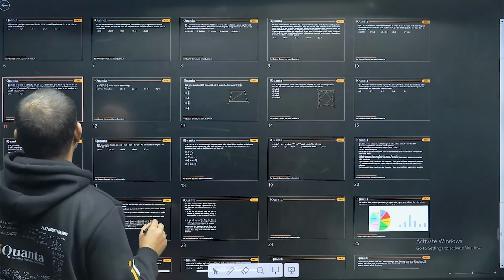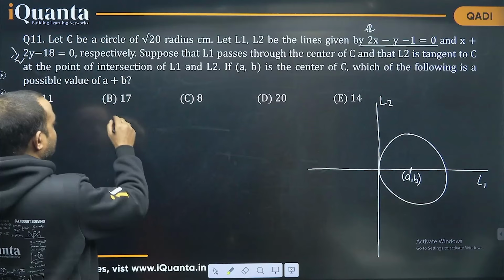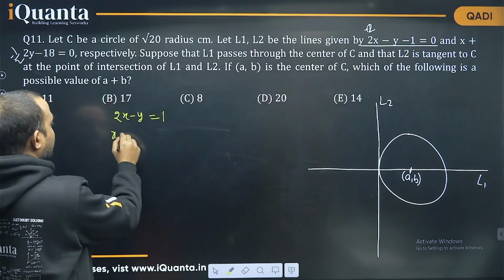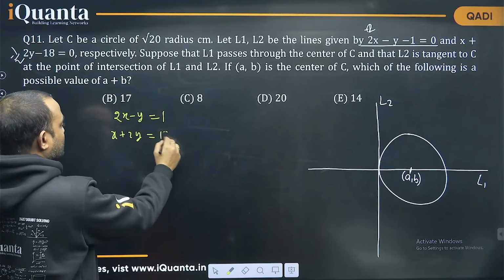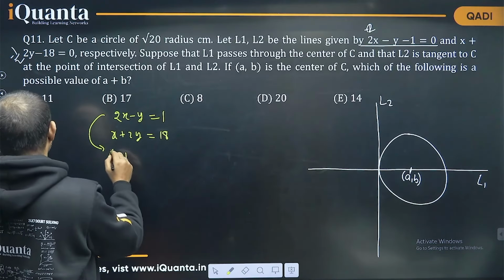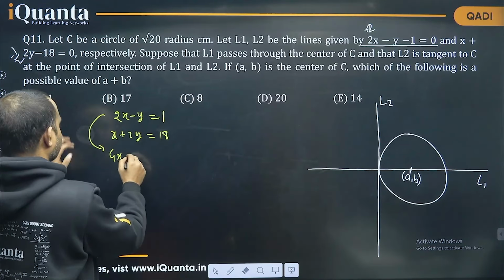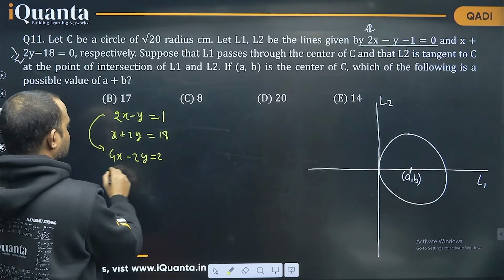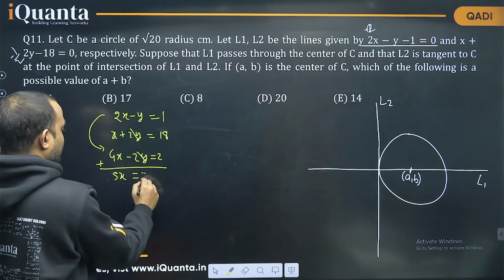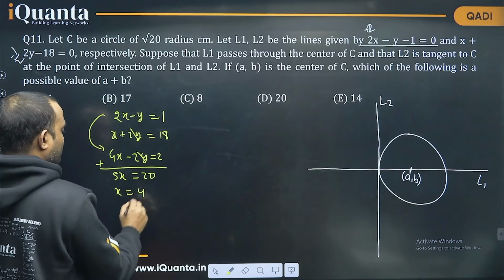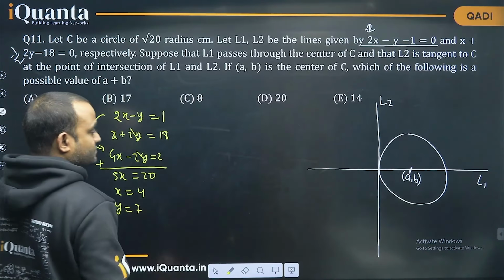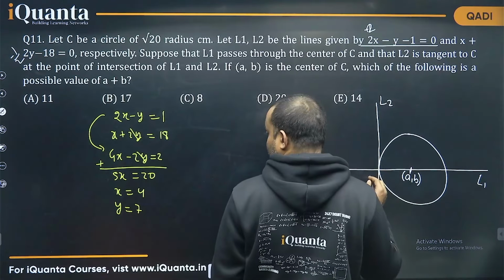So first, 2x minus y is equal to 1, x plus 2y is equal to 18. This we can write as 4x minus 2y is equal to 2. Solving these two, what do we get? Adding, 5x is equal to 20. So x is equal to 4. If x is equal to 4, y will be equal to 7. So this point we got. This point is (4, 7).